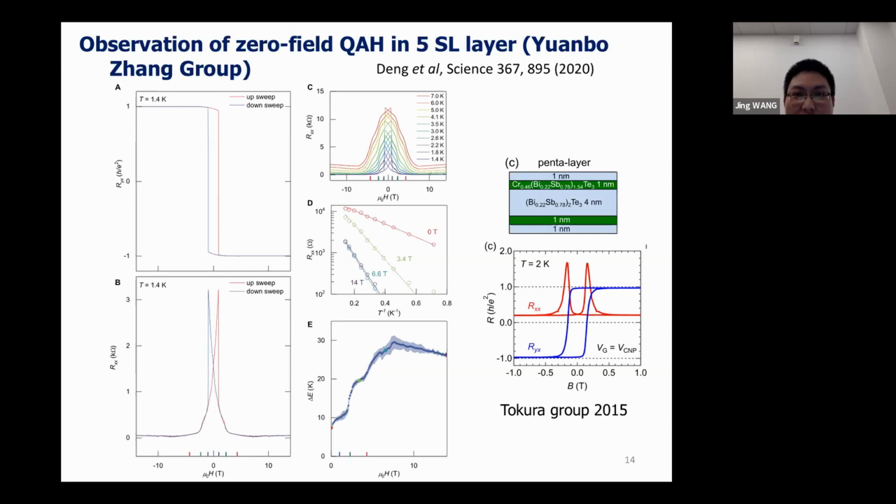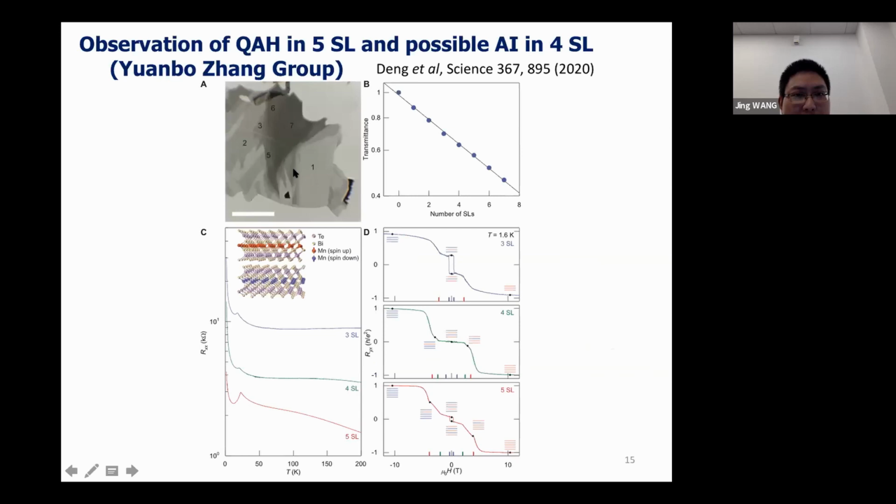You can also see that when you grow the bulk material, you can exfoliate it into different thicknesses, that's 1, 2, 3, et cetera. This data is from different samples. You can see this is 3-layer and 5-layer. The Hall resistance is quantized when you flip all the magnetization, whereas for even layers, you will see zero Hall resistance. This is a possible axion insulator state in this system.